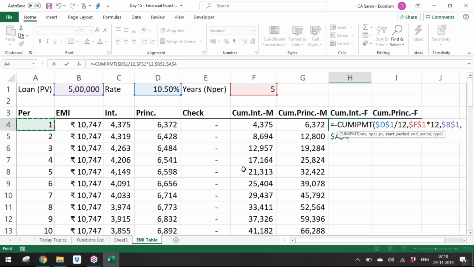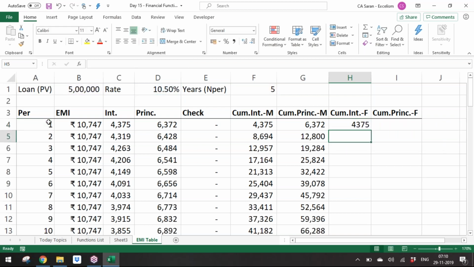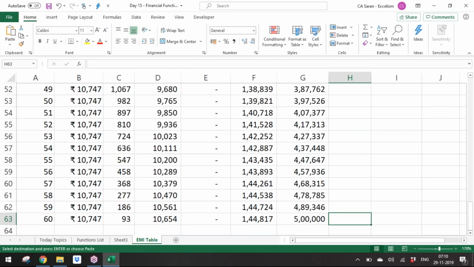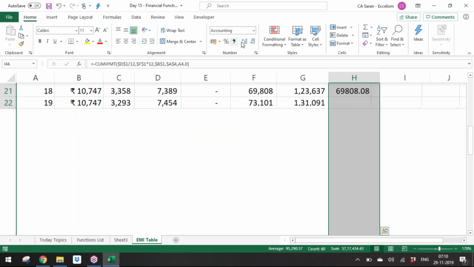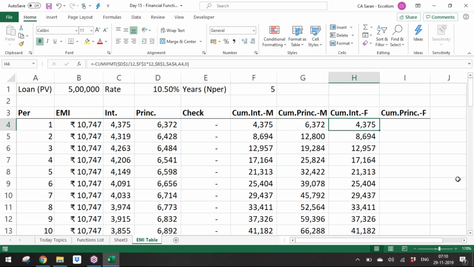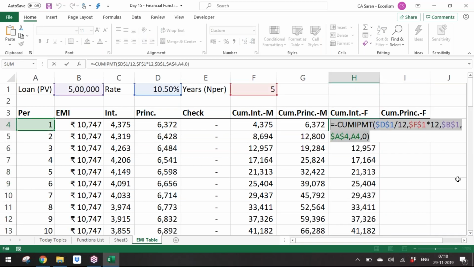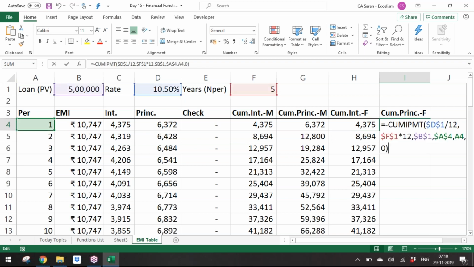I'm giving a dollar symbol because if I copy paste, I want to still take from the first. And the end period is this again in this case because I want to get only for the first period. Is interest accrued at the end of the period? Yes, close bracket, enter, copy, and paste below. References are very important. In this case, where to put the dollar symbol and where not to is very important. Now I'll just take Control C and Control V.